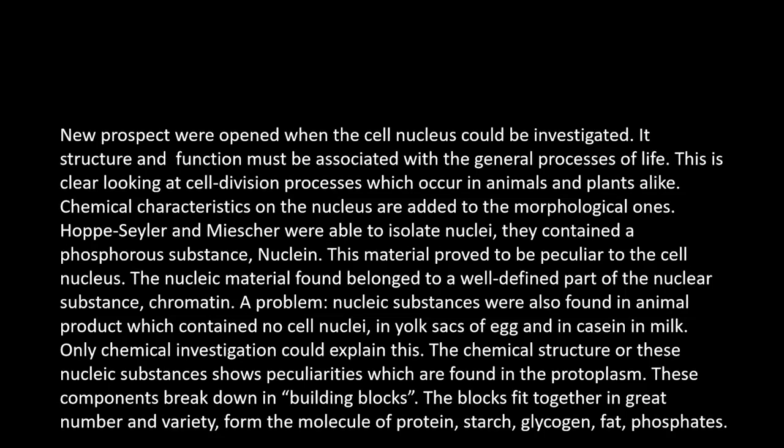A problem: nucleic substances were also found in animal products which were contained in no cell nuclei, in yolk of eggs and in casein of milk. Only chemical investigation could explain this. The chemical structure of these nuclear substances shows peculiarities which are bound to the protoplasm.